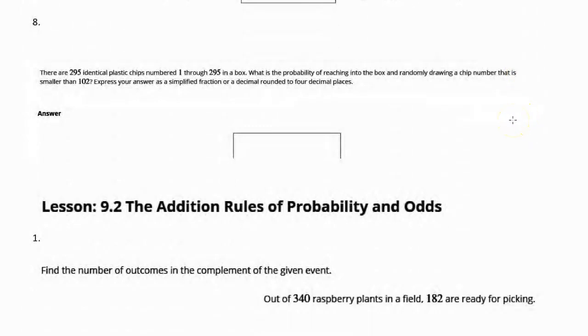And here we're asked to, again, read it, of course. And then what are they asking? Well, there are 295 chips, and they're numbered 1 through 295. What is the probability of reaching into the box randomly and drawing a chip whose number is smaller than 102?